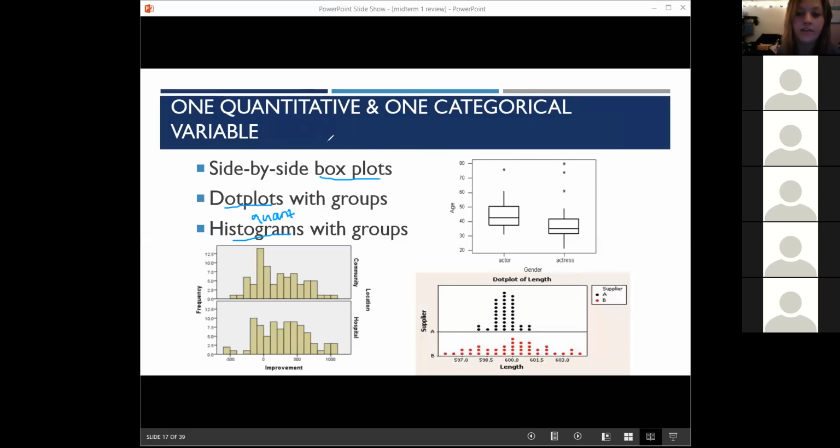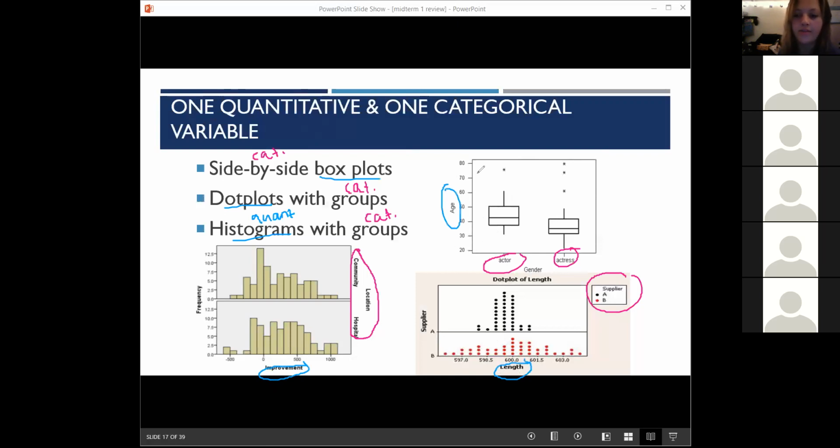They're all going to be our quantitative displays, but then the side-by-side situation and then with groups is where the categorical groups come in. So if I were to show here, these are going to be my categorical variables. Here's my categorical variables, and then location, here's my categorical variables. And then my quantitative variables are going to be like my frequency of improvement, my length, and then here my age. So that's basically showing you the difference between having your categorical variable and the different parts of that, and then your quantitative variable.